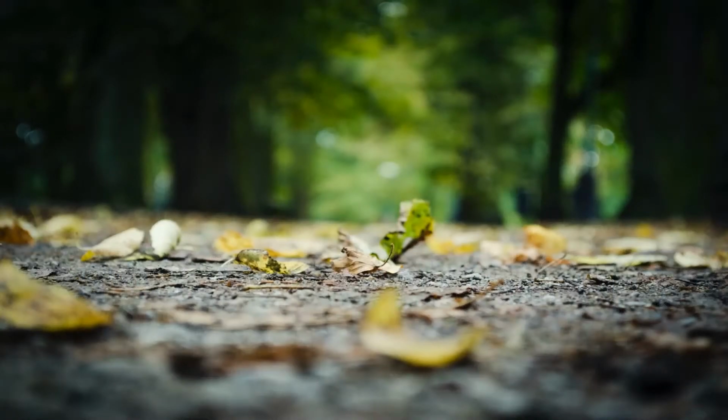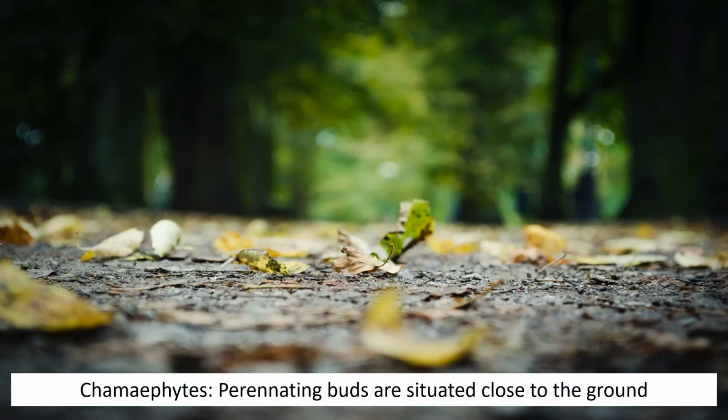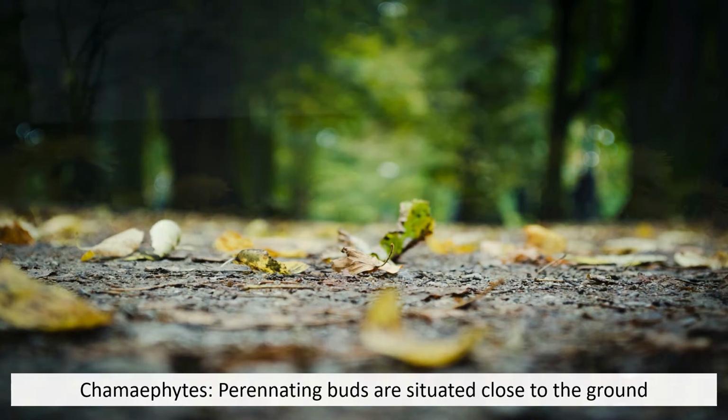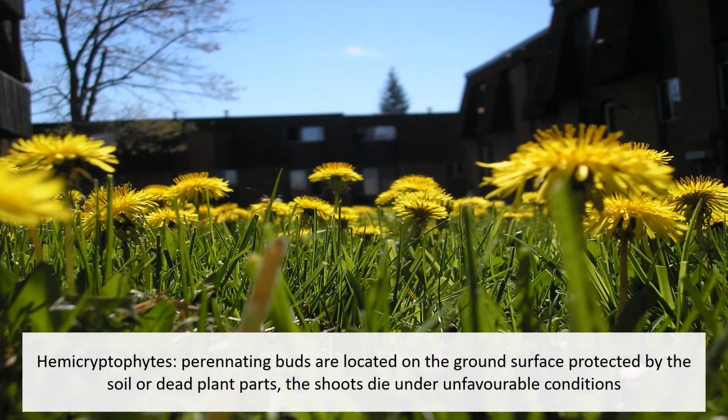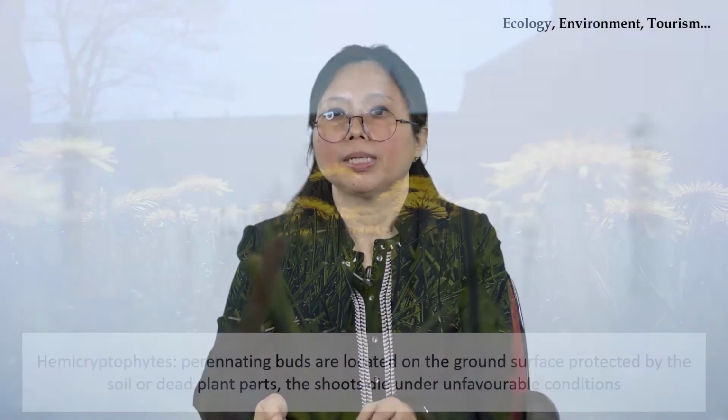In the second type, that is the chamaephytes, these are perennating buds which are situated close to the ground. Then in the hemicryptophytes, the perennating buds are located on the ground surface, protected by the soil or dead plant parts. The shoots die under unfavorable conditions. For example, you have the biennials and the perennial herbs. Even the crustose lichens and also the thalloid bryophytes come under the hemicryptophytes.